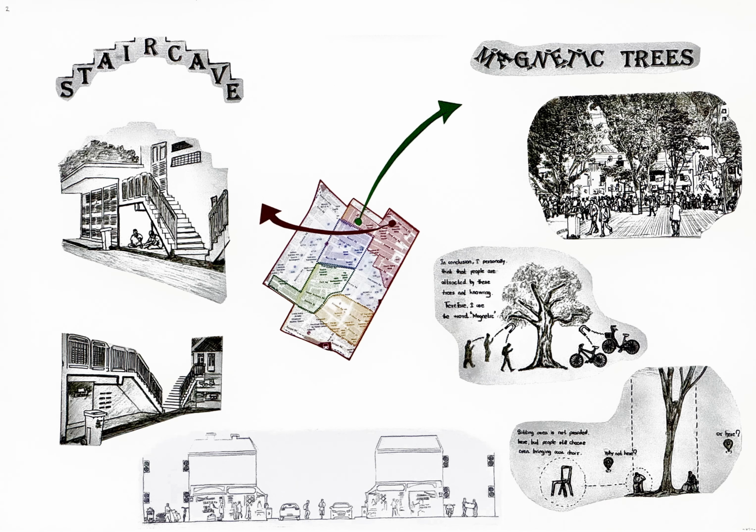This is where I got my magics called staircaves and magnetic trees. For the staircaves, how people behave under the stairs and how they have conversation with each other, how they live there, and also the magnetic trees, how the combination of the natural shelter and the sitting areas attracts people, not only the people, but also the birds and the bicycles.